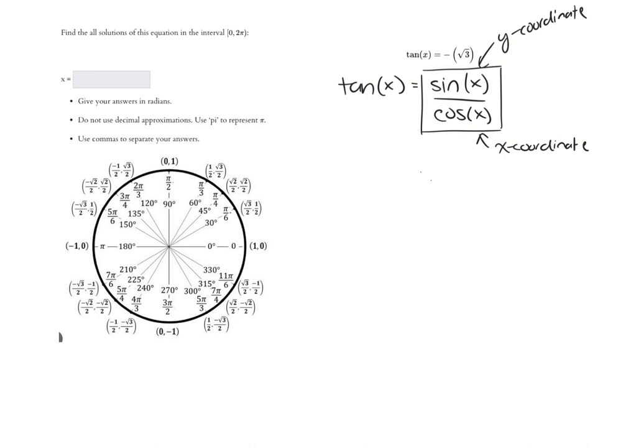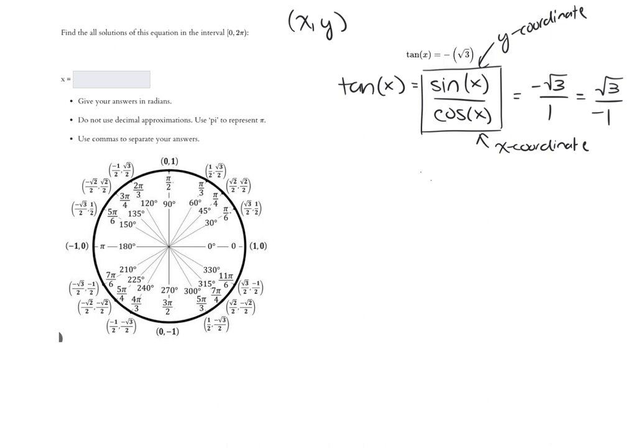So the easiest way to solve this problem is to go through the unit circle and ask yourself which x, y ordered pair will result in a slope. So when you take the y coordinate and divide it by the x coordinate, it is going to result in negative square root of 3. Now I'm going to write this as a fraction, so you can think of it as negative square root of 3 over positive 1, or positive square root of 3 over negative 1.